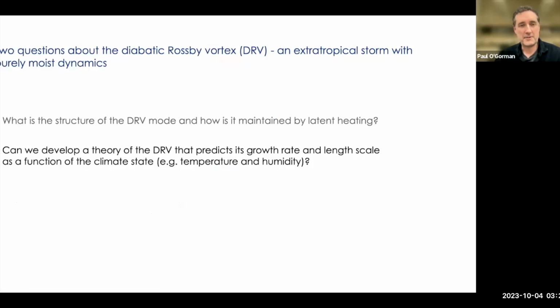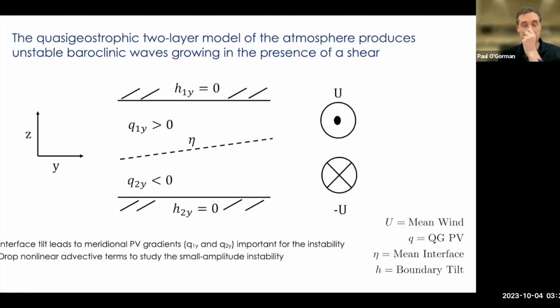And so we want to talk now about a theory for this diabatic Rossby vortex that predicts its growth rate and length scale as a function of the climate state. So what we do here is we work with the quasi-geostrophic two-layer model, which is, again, another classic model for baroclinic instability. And it will produce unstable baroclinic waves that grow in the presence of shear.